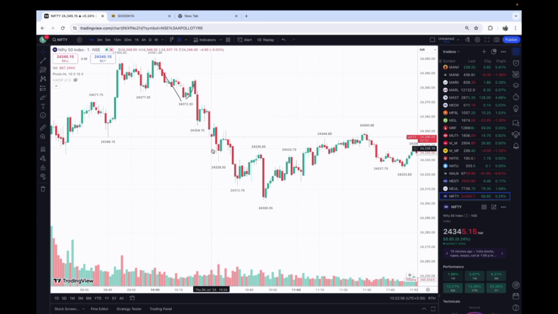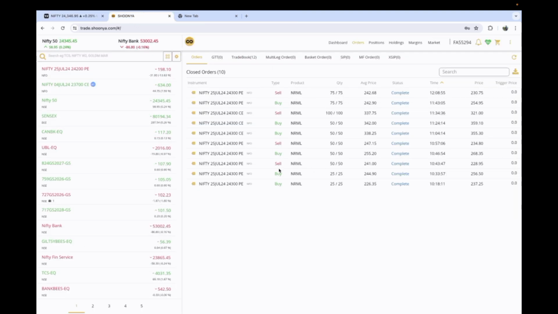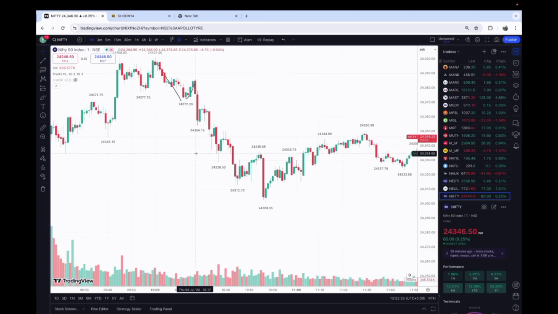So at this particular point, you can see another pivot low was formed at 10:27. This was broken at 10:33, and that is where I entered with another 25 quantities. Now it went until 24312. That was a low formed, and later on it started going up.